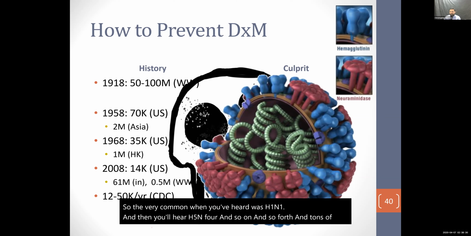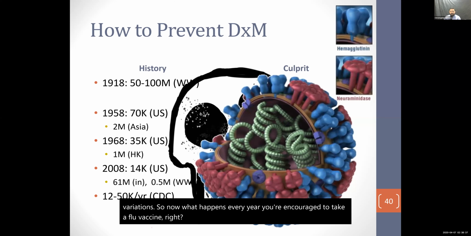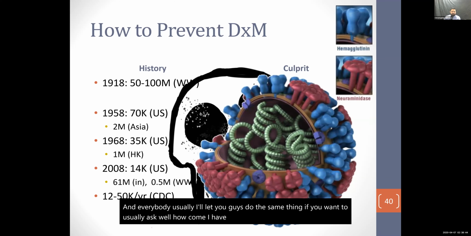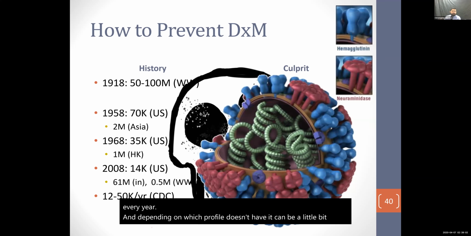So now what happens? Every year, you're encouraged to take a flu vaccine, right? And everybody usually asks, well, how come I have to get another vaccine? Why do I have to do it every year if I already got my vaccination? It's still a flu virus. Well, technically, yes, it's a version of the flu virus, but those H1s and N1s or variations thereof all change every year. And depending on which profile it has, it can be a little bit more infectious, a little bit less infectious, and so on and so forth.